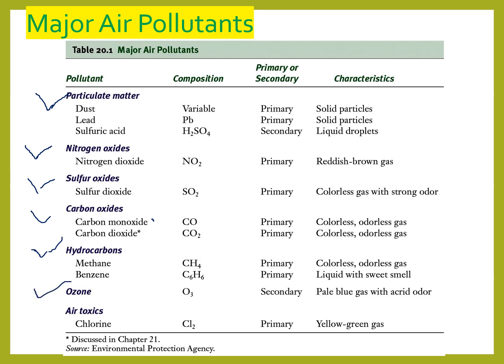Then ozone. Ozone is termed an air pollutant only when it is at ground level. Otherwise, if it is present in the stratosphere region, it is a very useful gas. Next are air toxics like chlorine. So this is the list of major pollutants, and you must know these major air pollutants which may prevail in our environment, particularly the atmosphere.